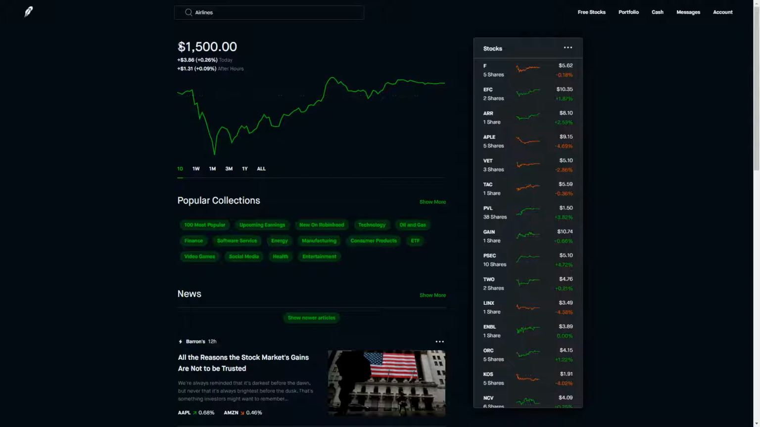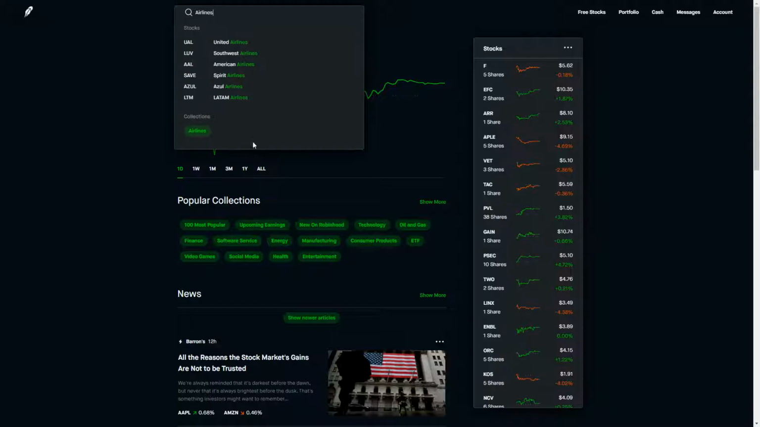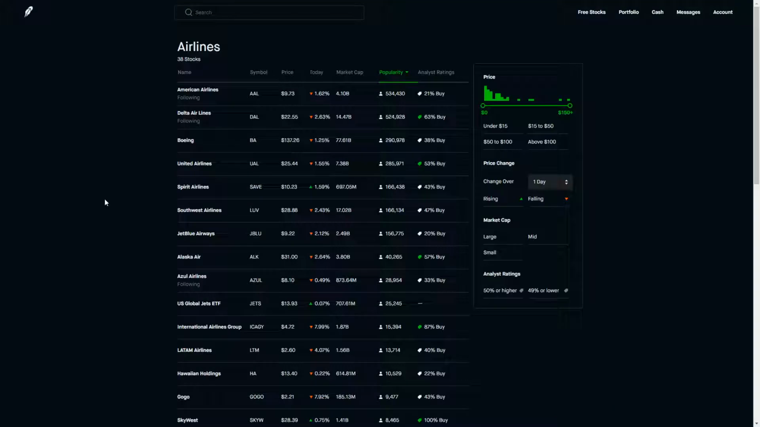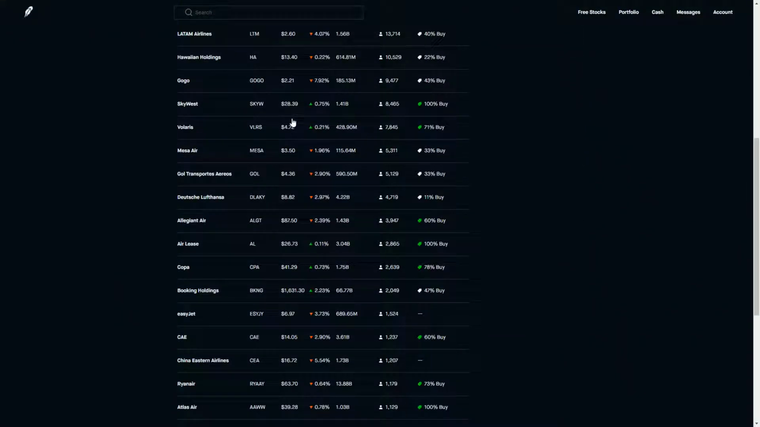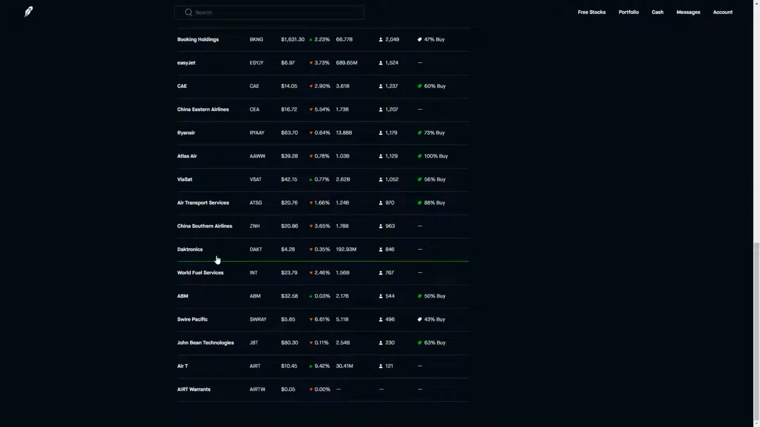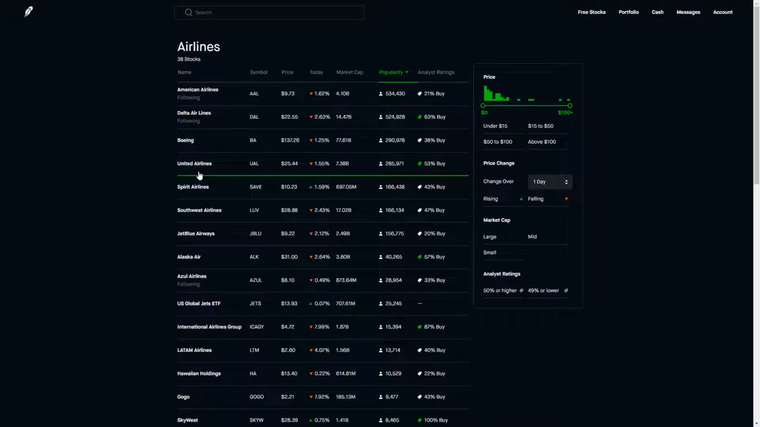And so, as I showed you guys, that buying power I had saved up here, I'll do this collection here: all different airline related companies. I plan on buying some American Airlines and some Delta shares, Southwest and United Airlines as well.